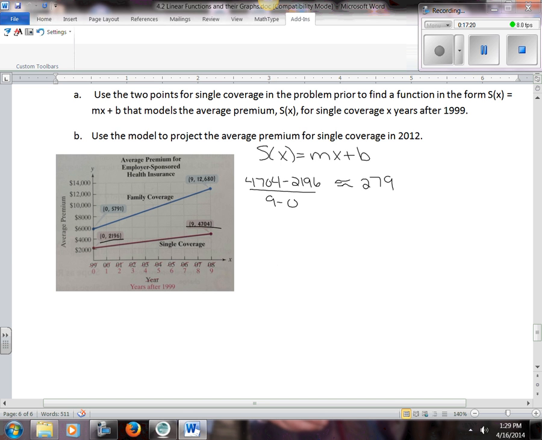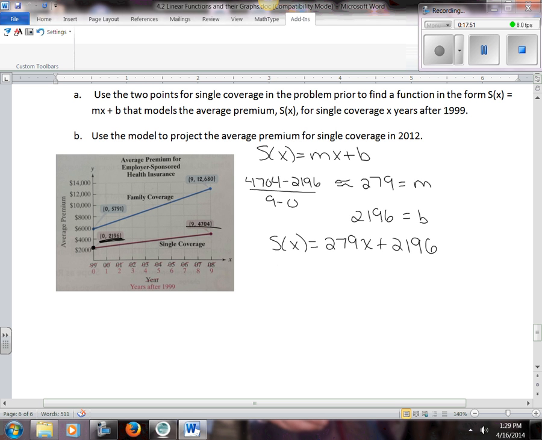So where is it going through the y-axis? If I look here, here's where I'm crossing through. And I know this is the point (0, 2,196). So I know that it's starting at 2,196. So we can write our equation. For single coverage, it's 279x plus 2,196.